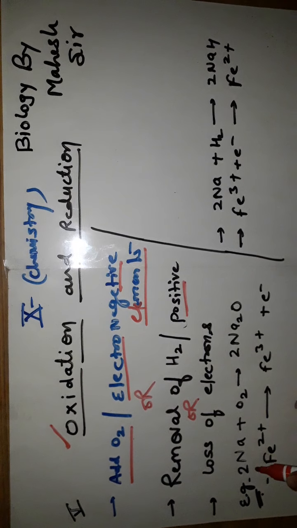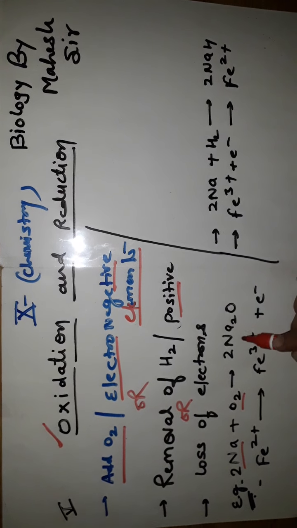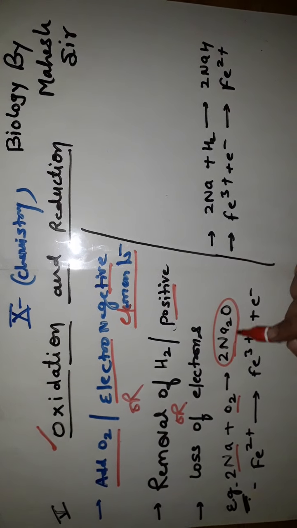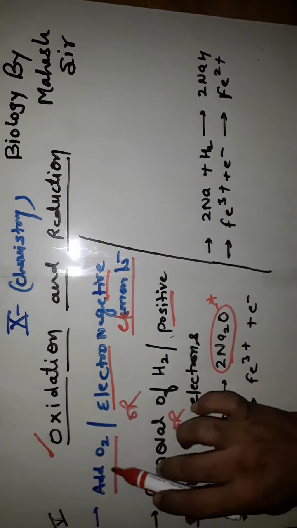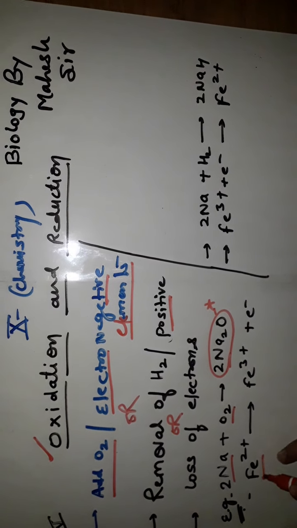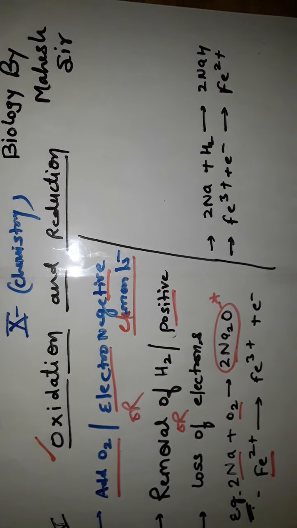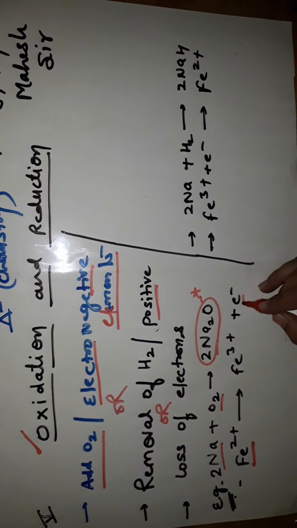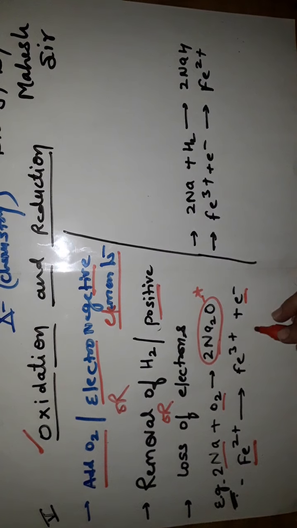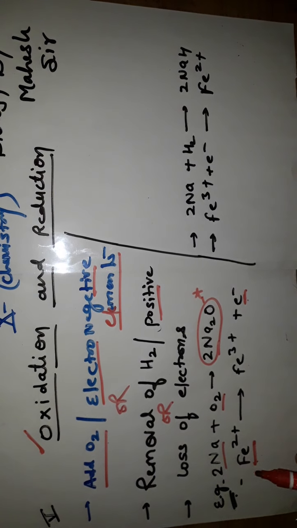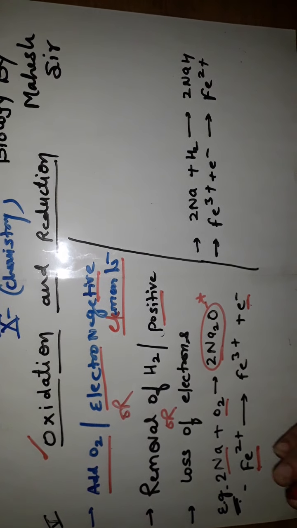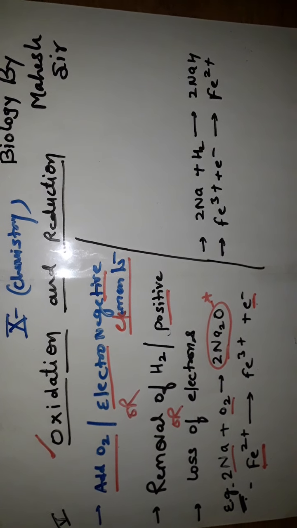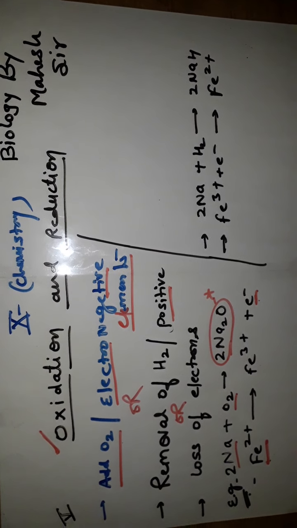Now we can take the example of sodium plus oxygen giving Na2O. Here there is addition of oxygen, meaning it is oxidation. Second, it is a removal of electron: Fe2+ releases or removes an electron and converts into Fe3+, so it is called an oxidation reaction. So here is the oxidation, now the reduction reaction.